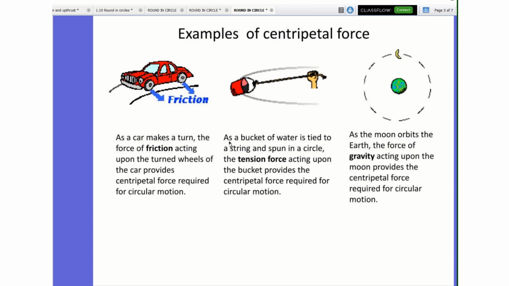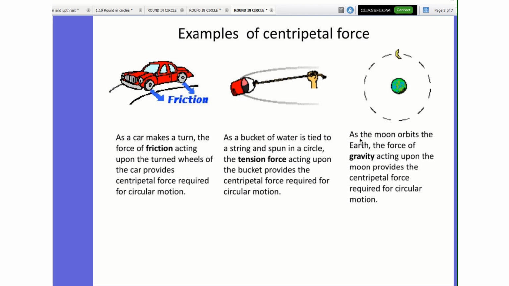Look at the other image. We might have played with a bucket of water when we were small. As a bucket of water is tied to a string and spun in a circle, the tension force acting upon the bucket provides the centripetal force required for the circular motion.